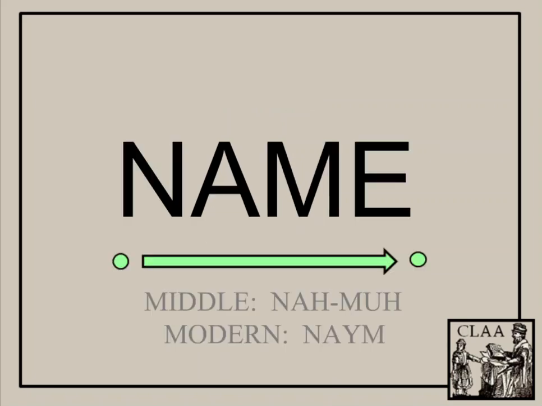Here we see a word that has a long ah and a final schwa. In Middle English, this word was read as nama, nama.